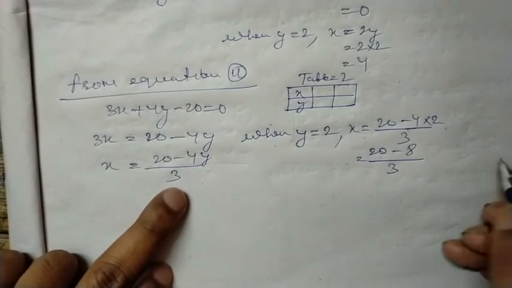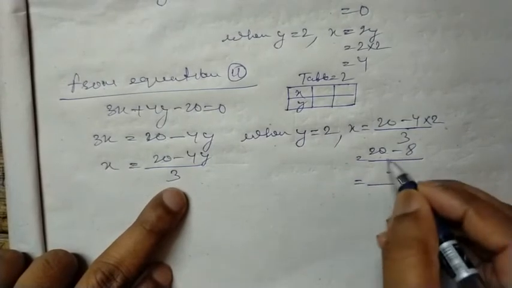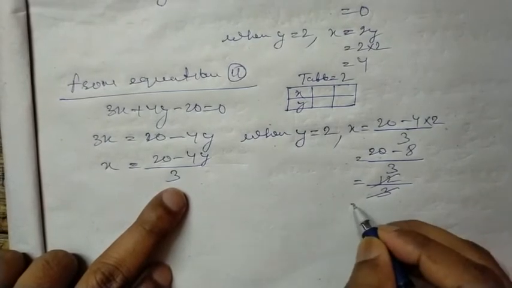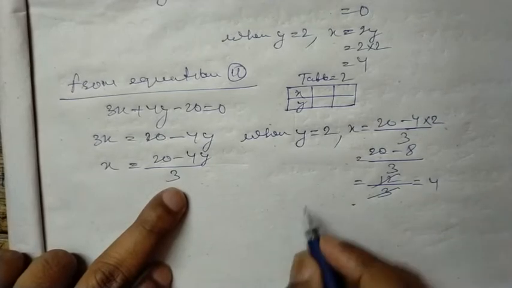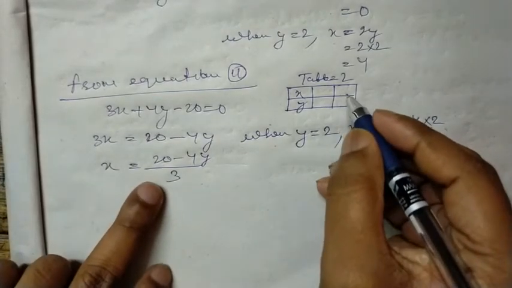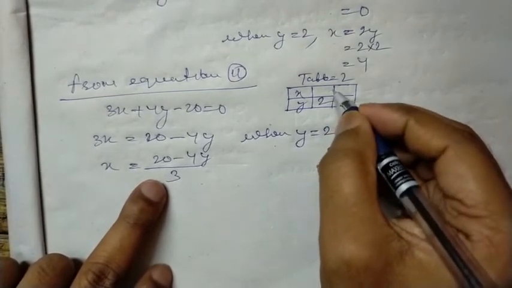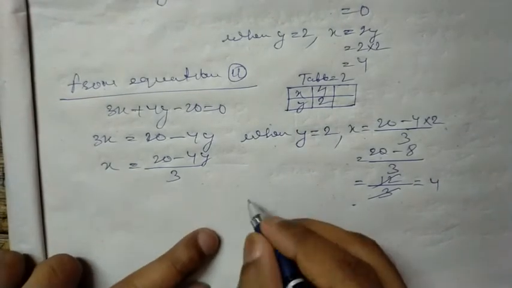So what we will get here, 12 divided by 3. So if I cancel, we will get 3 4s over here. Okay, so if I take the value of y as 2, we'll get the value of x as 4.